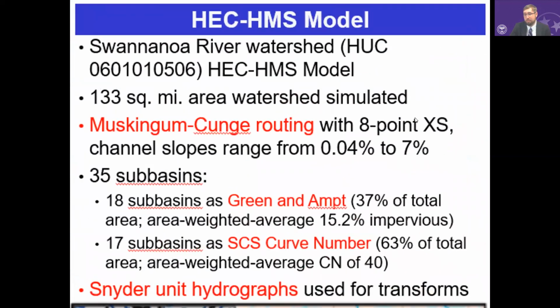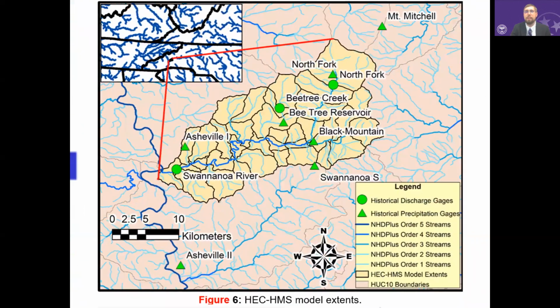So the HMS model that we were working with is from a FEMA effective flood study. It was a 133 square mile watershed of the Shenandoah River that uses Muskingum-Cunge routing with an 8-point cross-sectional representation, 35 subbasins, half of those roughly Green and Ampt and half SCS curve number, depending on imperviousness, and Snyder unit hydrographs used to transform hydrographs during routing.